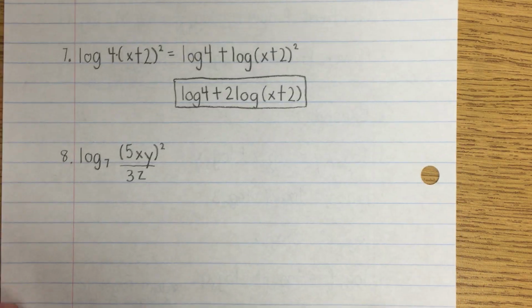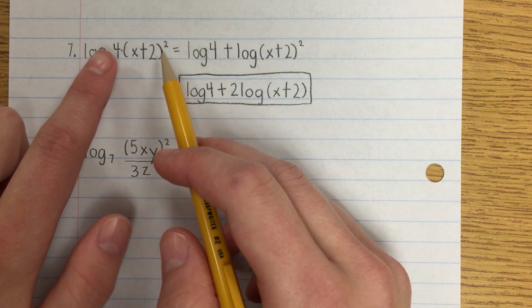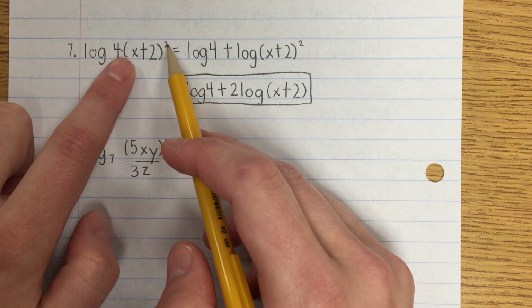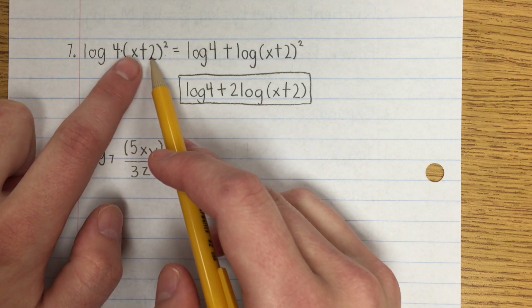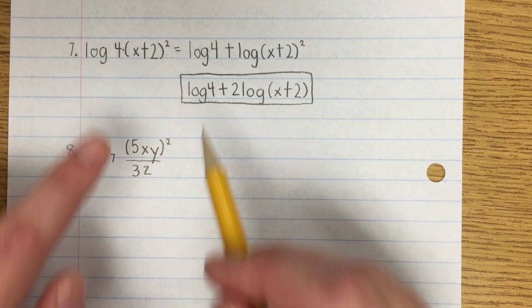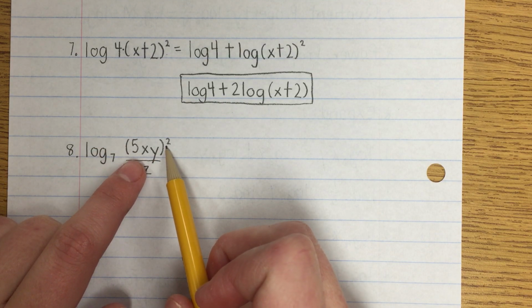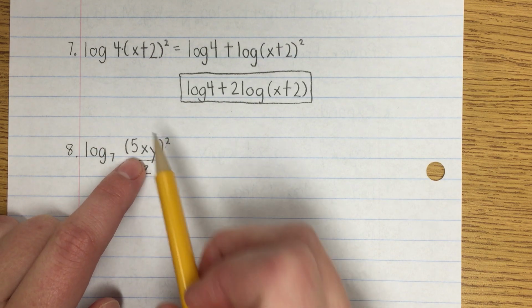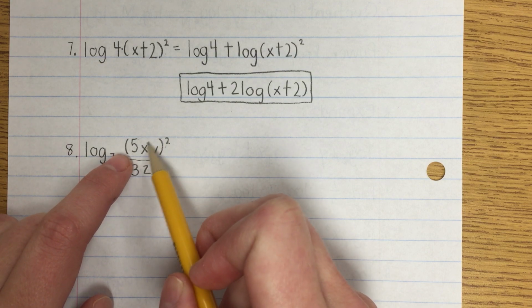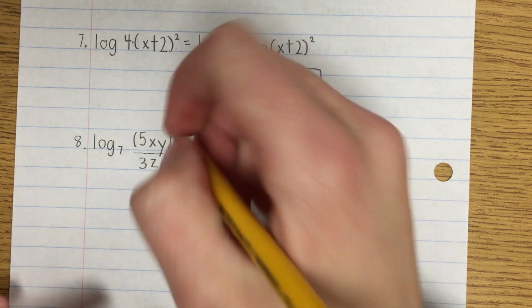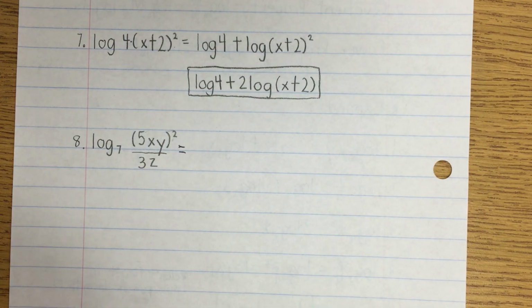All right, so looking at this next one, it's definitely different from the one above. On the one above, I had a square, but this is a binomial. I would have had to do FOIL to square that. Here, our properties of exponents are, this is not a binomial, this is a monomial. That 2 goes to everything inside. So let's look at how this is going to look.